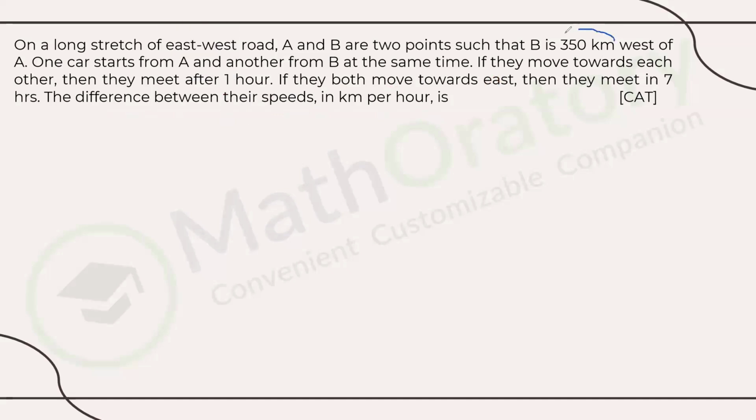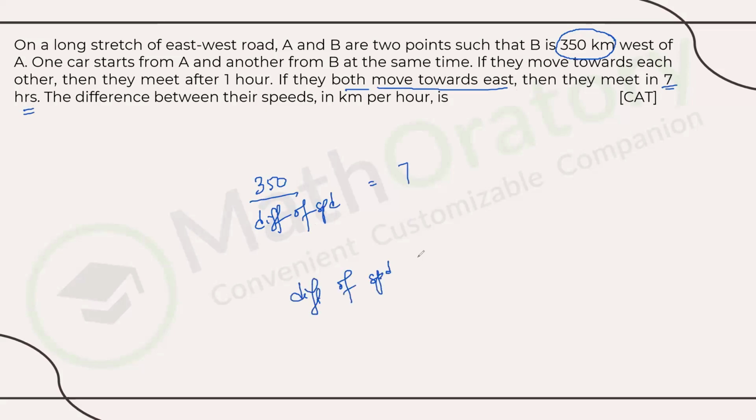I know that they have a relative distance of 350 kilometers to begin with. They both move towards east, meaning both are traveling in the same direction. They meet in 7 hours. So 350 divided by the difference of speeds is 7 hours, or rather the difference of speeds is 350 by 7, that is 50 kilometers per hour. It's a nothing question, right?